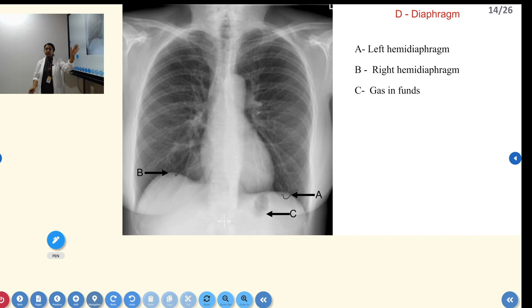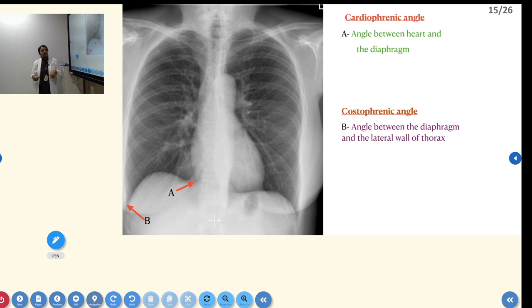You can see the right dome of the diaphragm is at a slightly higher level, because the right lobe of the liver underneath it pushes it upwards. And here we have the left dome of the diaphragm. Under the left dome of the diaphragm, we can notice a black shadow here. Under the left dome of the diaphragm, we have the fundus of the stomach, and in the fundus of the stomach there is air. So this represents the air bubble in the fundus of the stomach.